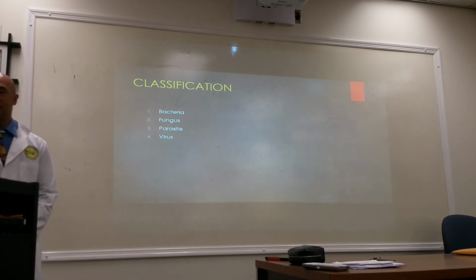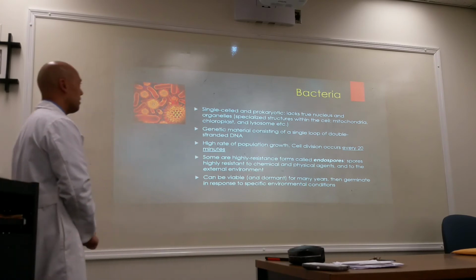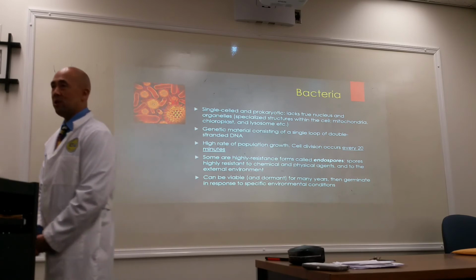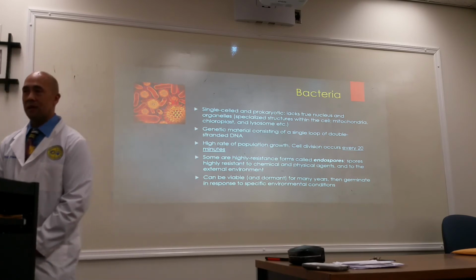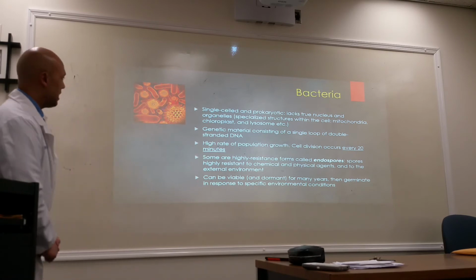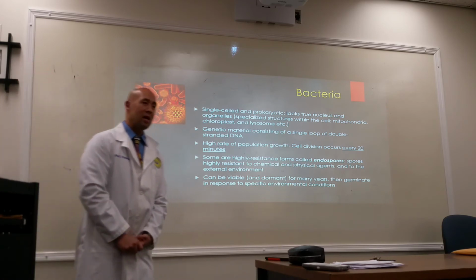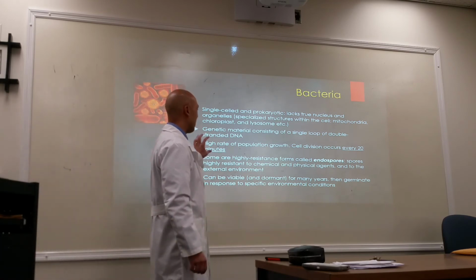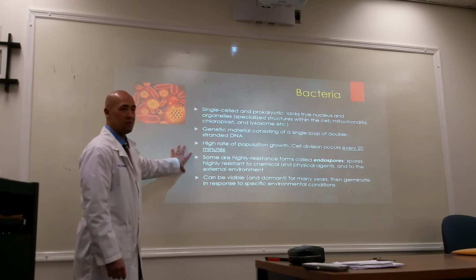Okay. All right. So bacteria. Bacteria is a single-celled and prokaryotic organism, meaning that it lacks a true nucleus and organelles, which are specialized structures within the cell. Genetic material consisting of a single loop of double-stranded DNA is found in the bacteria, and this is why people get sick so quick, and it's highly infectious. It's because they have a high rate of population growth in which the cells divide every 20 minutes.